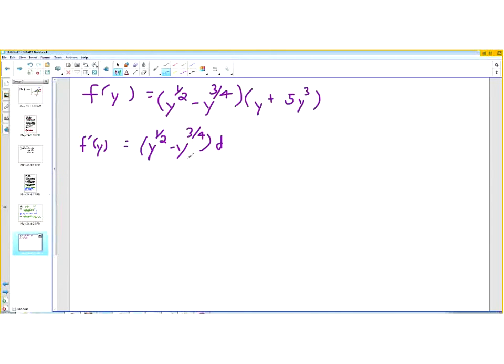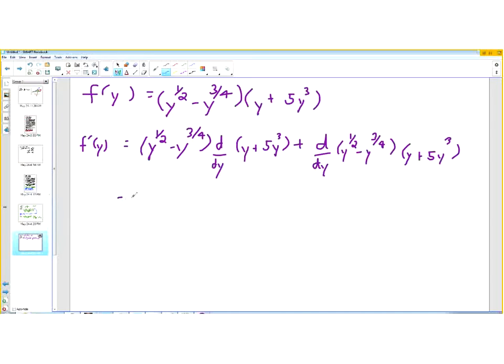Okay, so it would be the first factor times the derivative with respect to y of the second factor, plus the derivative with respect to y of the first factor, times the second factor. Okay, so this would be the product rule for differentiation. So notice we didn't have to multiply the two binomials out. Now all we do is simplify the derivatives.